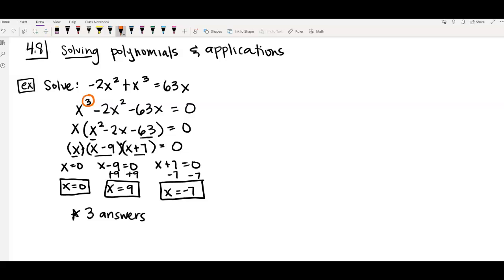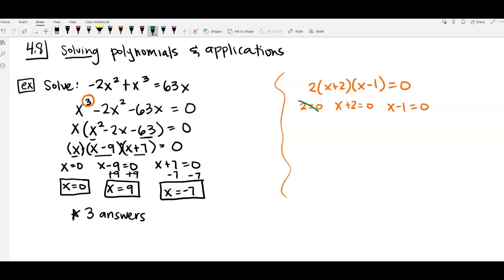If your highest exponent was a 4, you expect to have 4 answers. Okay? And let me also just say, if we had something like this, and you're setting each part equal to 0, there is nothing to solve for on this 2 equals 0, and that's nonsense. You can't do anything with that. So if it's just a number that you have pulled out as a greatest common factor, you don't need to worry about that as part of your answer, right?